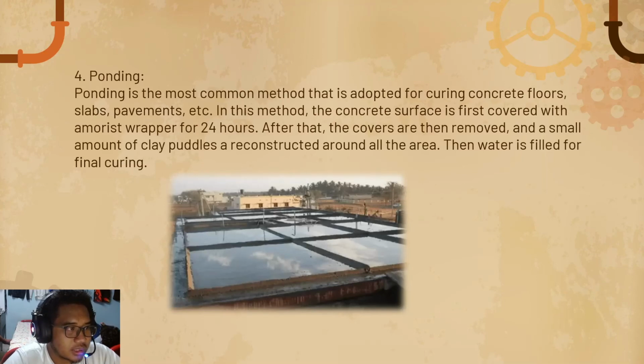Fourth method, ponding. Ponding is the most common method that is adopted for curing concrete floors, slabs, pavement, and so on. In this method, the concrete surface is first covered with a moist wrapper for 24 hours. After that, the covers are removed and small clay puddles are constructed around the area. Then water is filled in for final curing.